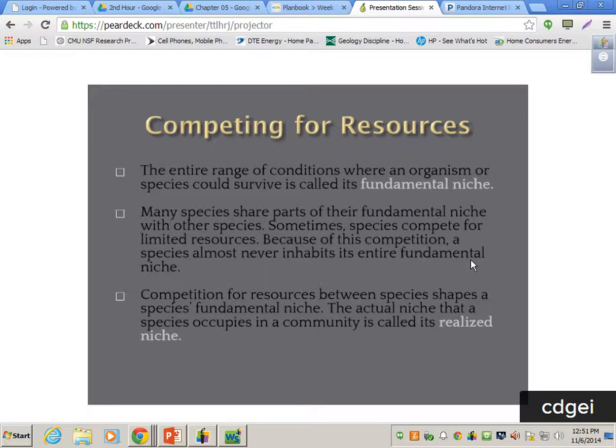So although I could do all of these different things, I am a biology teacher. That is my realized niche. Okay, so I have this large fundamental niche, everything I could be. We've all heard that, right? You can be anything you want to be, but what you actually are would be my realized niche.